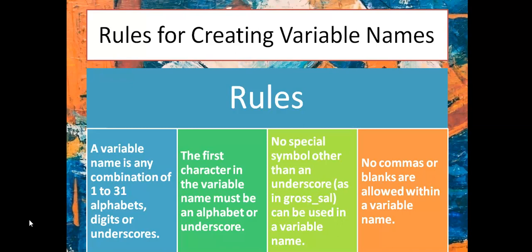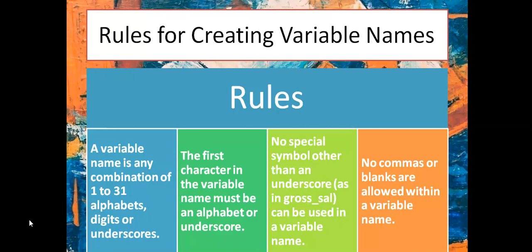Now there are certain rules set for defining a variable name, like int a. So a is a variable name. A variable name is any combination of 1 to 31 alphabets, digits or underscores that can be used for defining a variable. For example, a underscore marks. So you can use underscores for defining a variable.